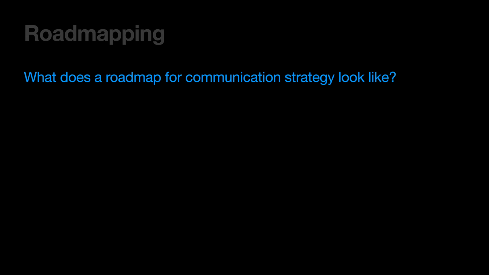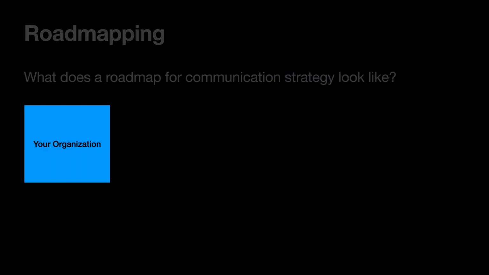Now, what does a roadmap for communication strategy look like? Let's imagine that we are looking at our organization as a whole. We can scale up, we can scale down, as the name is interchangeable. For example, instead of organization, you could label this team, you could label this department, and so forth. After visualizing the organization, let's take the perspective of understanding the problem to really define it.